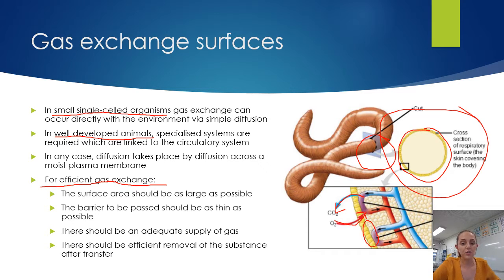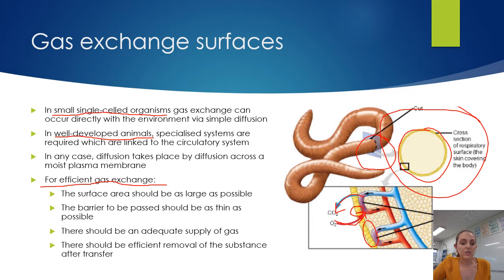Secondly, the barrier should be as thin as possible. So with this one here, we're talking about single cells. And like we'll see with the human alveoli in the lungs, they are also single-celled. So even though it's a longer process to get into there for humans traveling through a respiratory system, the surface itself is still a single-layered, single-cell layer.